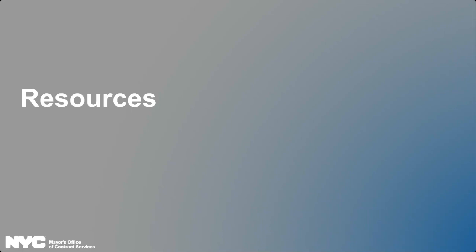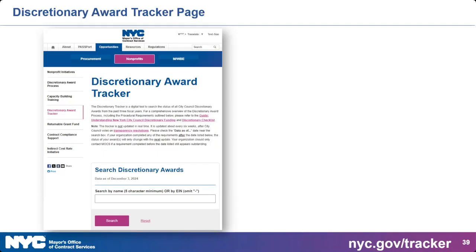All right, so now it's time for me to share some resources that are relevant to the topics I've discussed today. To search the status of all City Council discretionary awards from the past 3 fiscal years, visit the Discretionary Award Tracker at nyc.gov/tracker.